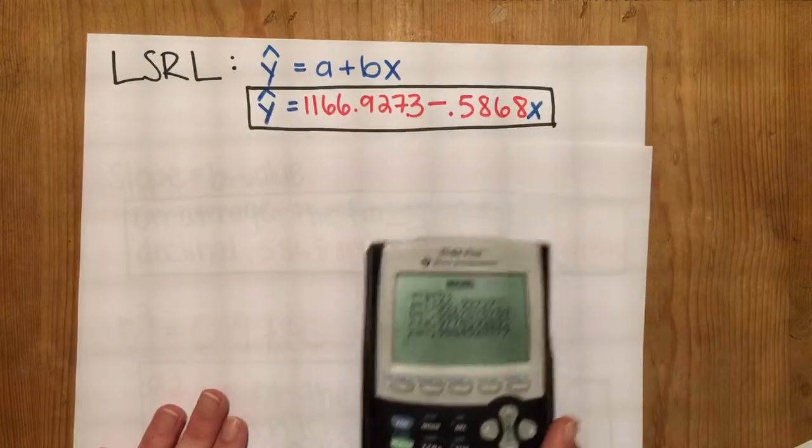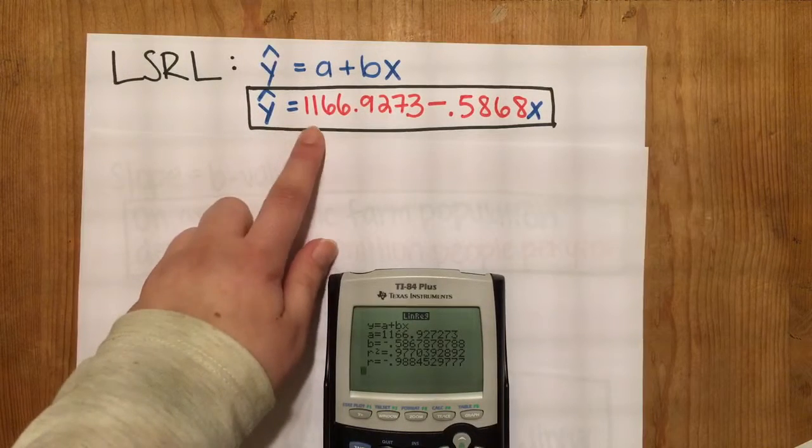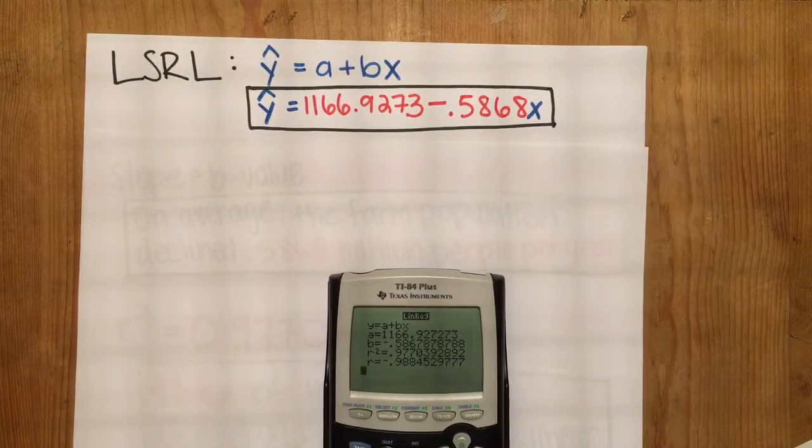So you can just go ahead and plug them in to the equation, and you get y hat is equal to 1,166.9273 minus 0.5868x. So that would be your least squares regression line equation for part A.